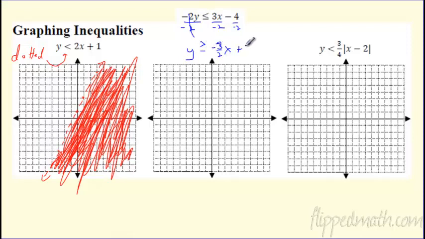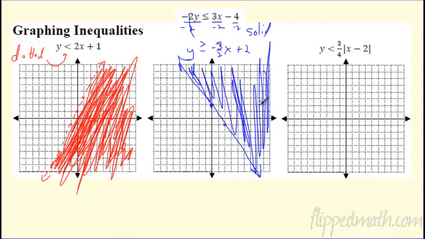It flips the inequality. So really this is up at positive 2, and it goes what? Down 3 over 2. Is this solid or dotted? This is a solid line because it has the equal to. It can equal it. So I'm just going to do a straight line through there. And where I'm going to shade, it's greater than, it's above, so I'm going to shade everything above this line. Shade it up. There it is. Fantastic.